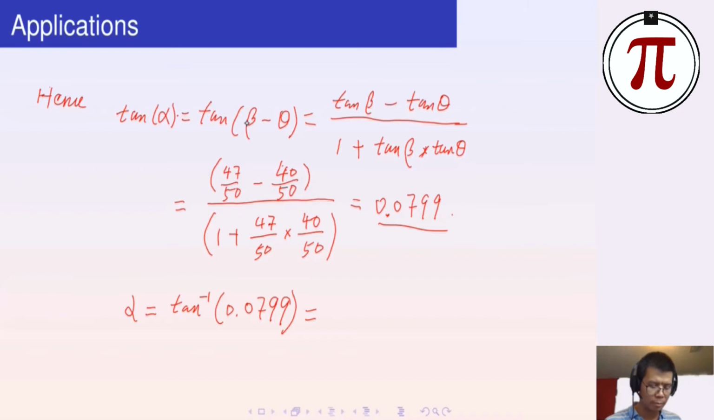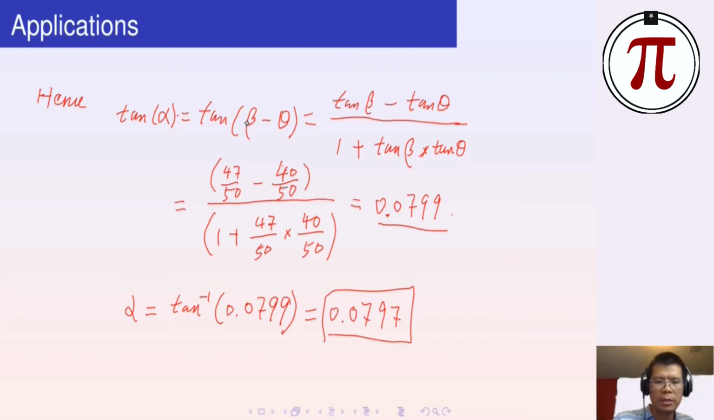0.0797. Let's just round to 4 decimal places, right? 0.0797 in radians, yes, in radians. That is the answer, correct? That is the value for alpha, and we can use this one to find this angle, right?